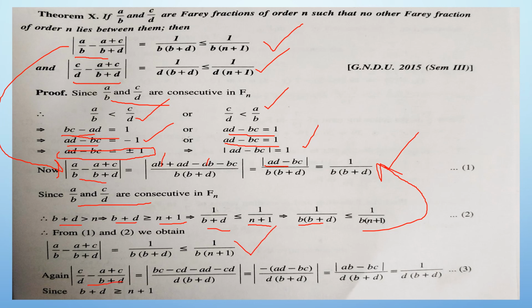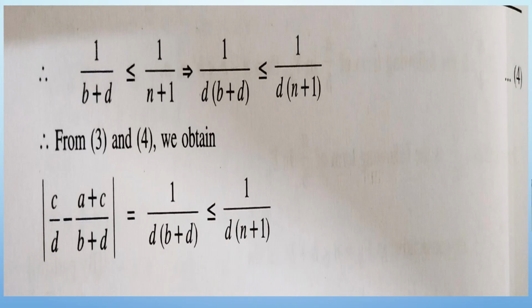Similarly, you can prove the other one. Taking the difference, we get mod, this is 1. b plus d is greater than or equal to n plus 1. So 1 over b plus d is less than or equal to 1 over n plus 1. So multiplying with d, we get this, and using 3 and 4, we get this result.